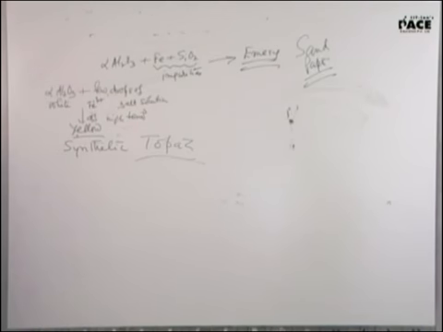When I add chromium 3, I get red. When I add titanium 4 and iron 3 or 2 plus, I get blue. When I add vanadium 3 plus, I get green. When I add ferric plus, I get yellow.